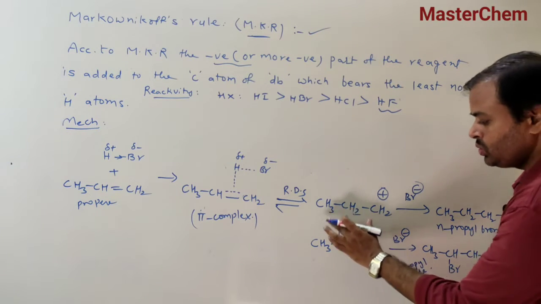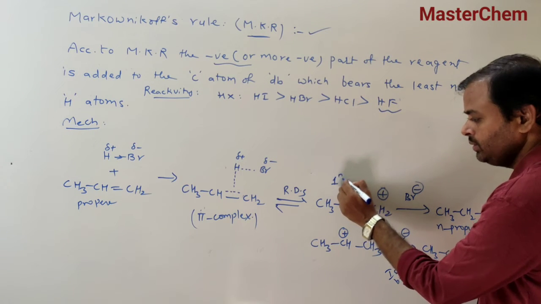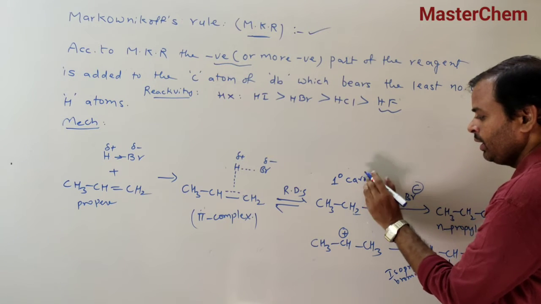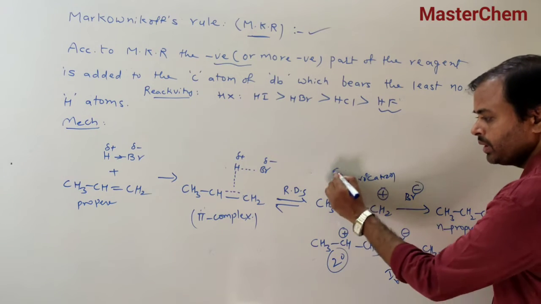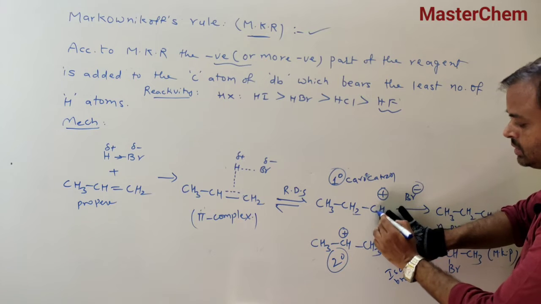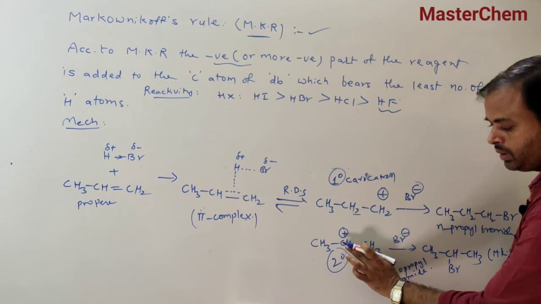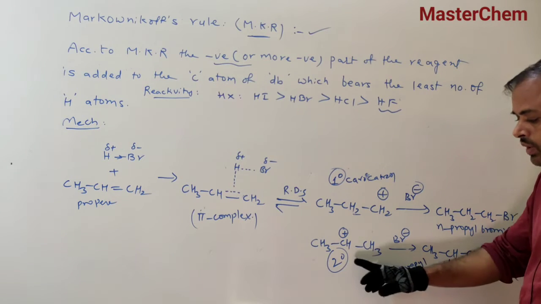Okay, how are these two formed? These are intermediates. This is called a primary carbocation, and this one is a secondary carbocation. Why is it primary? Here the positively charged carbon is attached to only one carbon, but here the positively charged carbon is attached to two carbon atoms, one on each side. That's why it is secondary.